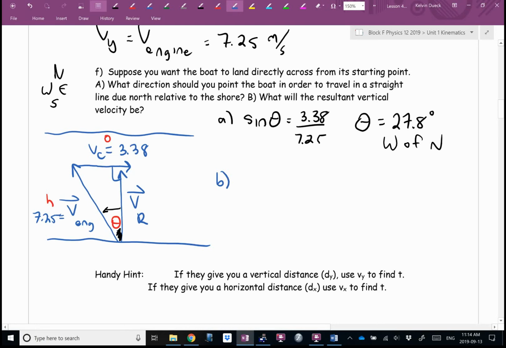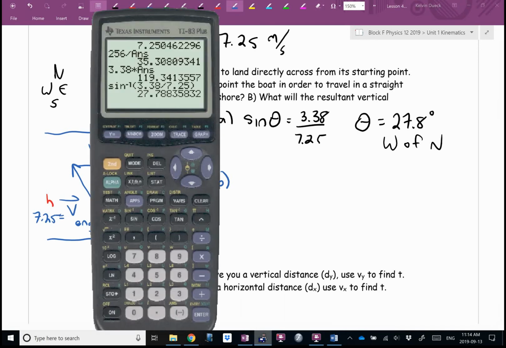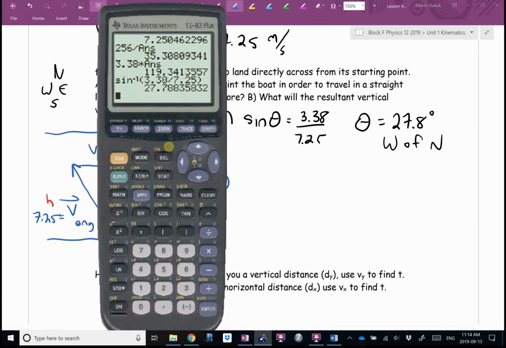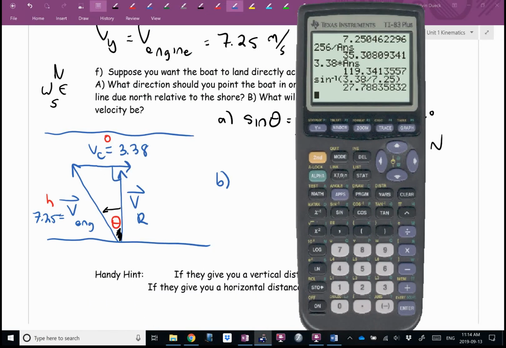What will the resultant vertical velocity be? Well, now I can find this either using Pythagoras or trig. I'm going to use Pythagoras because they gave me both of these values anyways. However, I'm not finding a hypotenuse, so I'm not going to add them this time. Then it's going to be the square root of 7.25 squared minus 3.38 squared. 6.41.